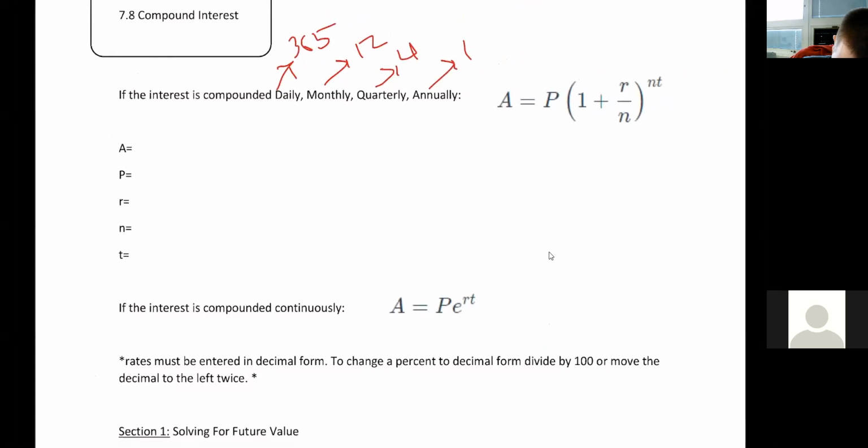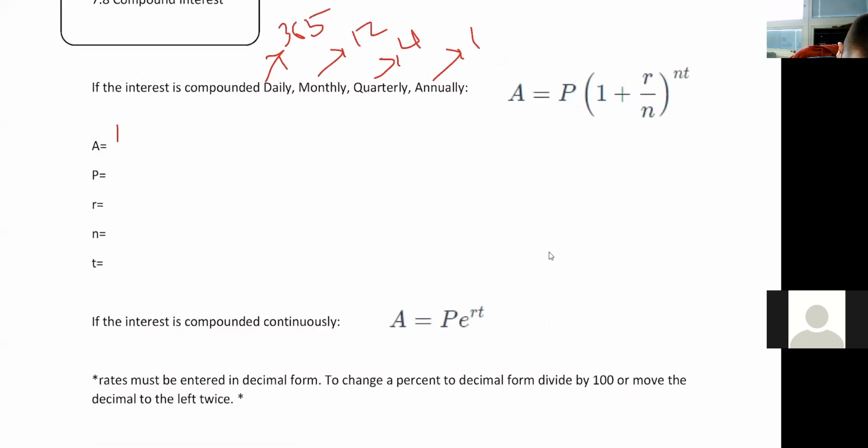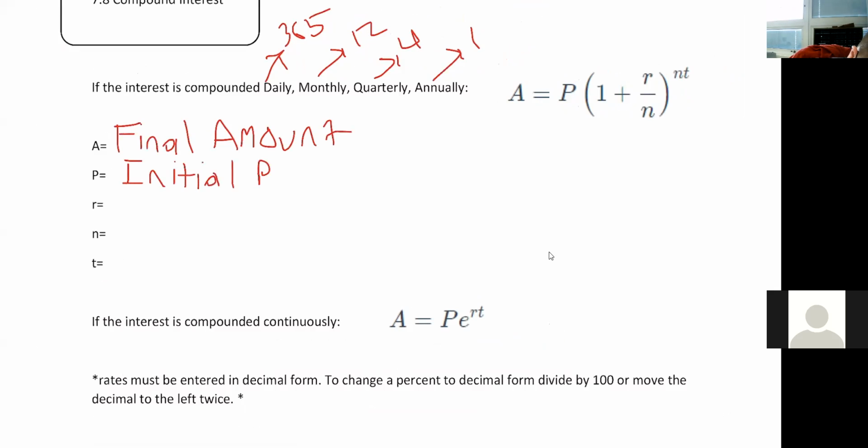In this formula, A is your final amount, like how much money you would have after investing for a certain period of time. P is your initial amount, or your principal. Basically, how much money do you start with? If you're investing, how much money do you first put in? That's your initial principal.